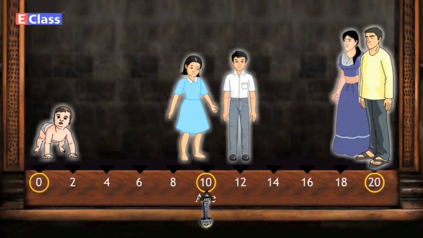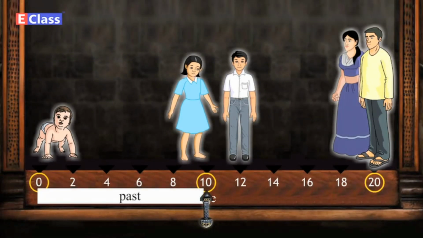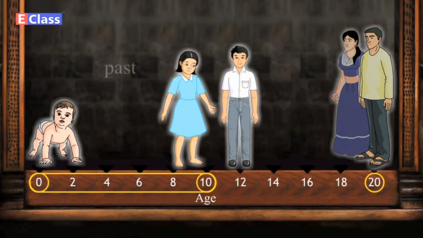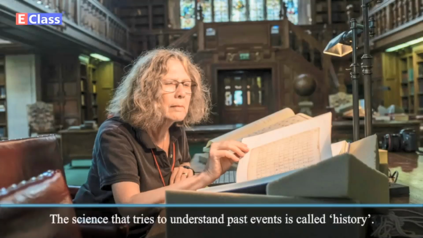For example, if you are 10 years old today, it means that the event of your birth happened 10 years ago in the past. Similarly, after 10 years from now, that is, in future, you will be 20 years old. The time gone by between today and the day of your birth is your past, the past in the life of a person. The science that tries to understand past events is called history.